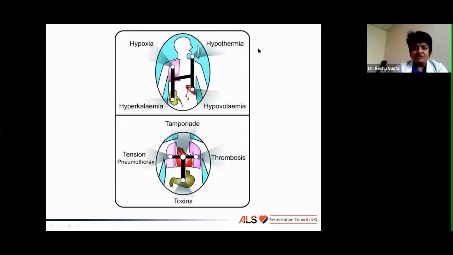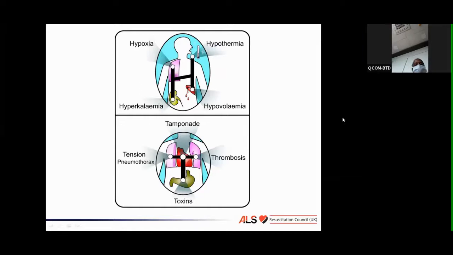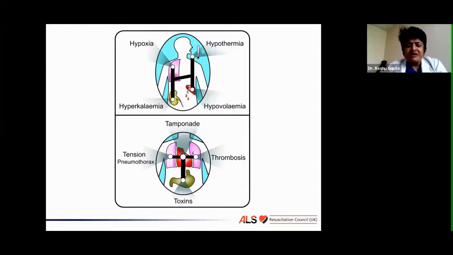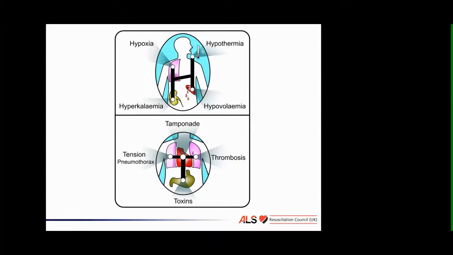So these are the reversible causes we have been discussing. There are 5 H's and 5 T's. So what are those 5 H's? The 5 H's are hypoxia, hypo or hyperkalemia, hypovolemia, and hypothermia. We'll be discussing them in subsequent slides. Then the 5 T's are tamponade, that is cardiac tamponade, tension pneumothorax, thrombosis, which may be pulmonary thrombosis or cardiac thrombosis, and toxins.